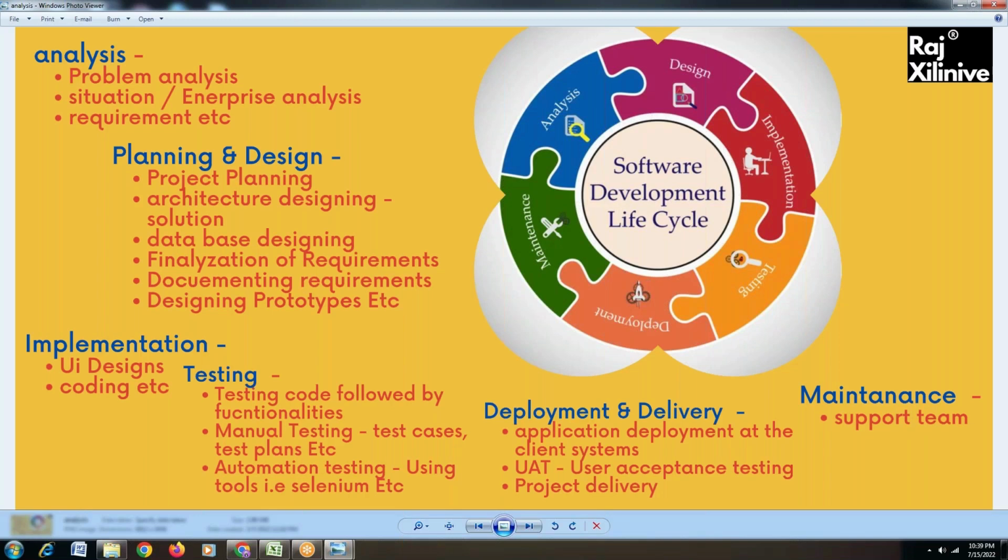Once the testing is done, the next is deployment and delivery, where we deploy the application. The delivery of the application will be done by the team which comes under deployment and delivery. Once the project is completed, we have to deploy it at the client location, in the client environment, and see whether the project is working fine or not. If everything is working fine, then we move further. Otherwise, we don't. This is what we call deployment.